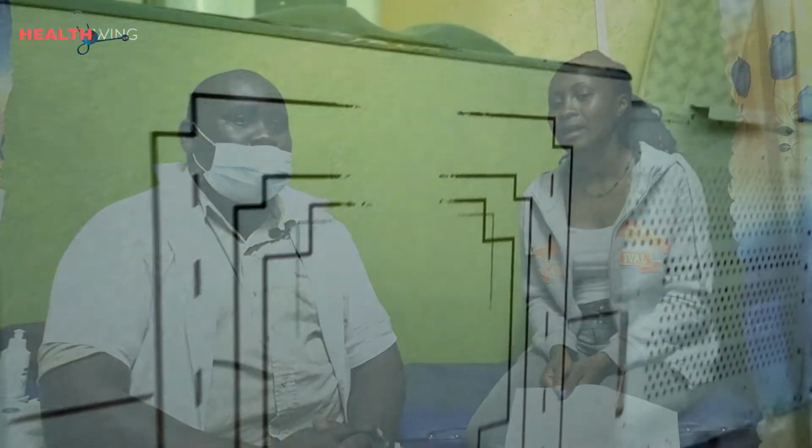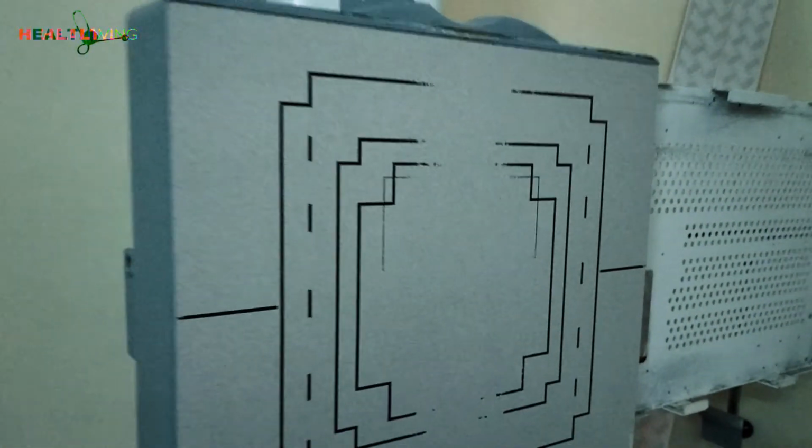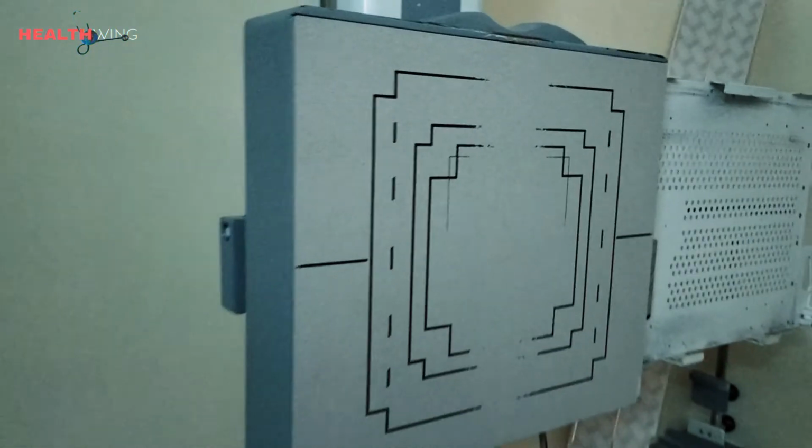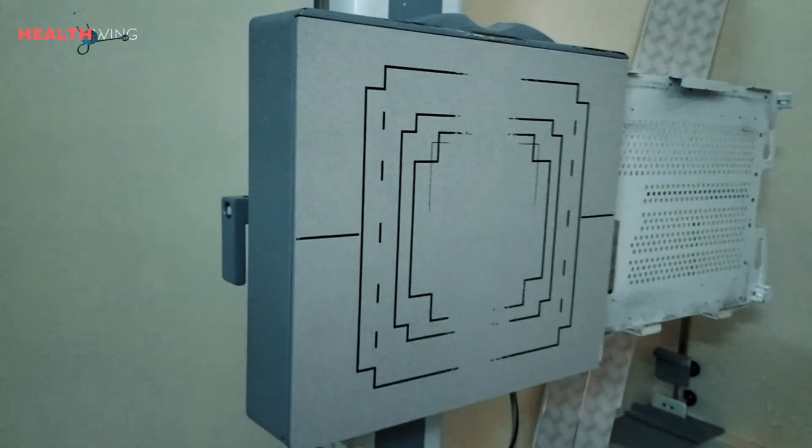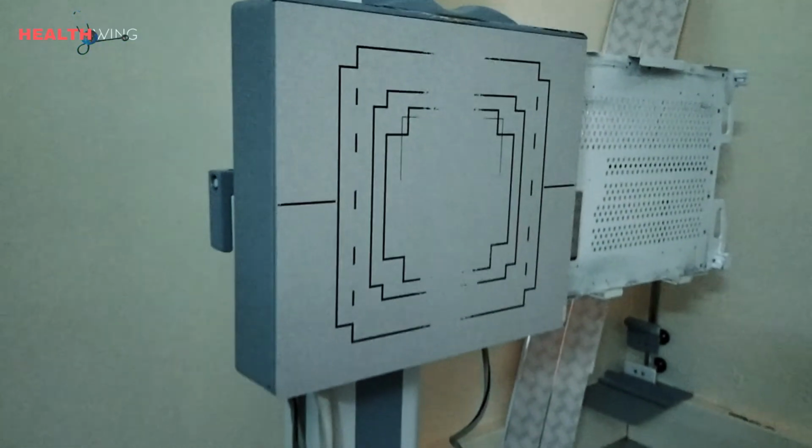Okay. Yes. I think we are concluding this. Thank you very much, Daktari, for joining us. Before we finish the session, what would you tell the patients? Well, let every X-ray request or CT scan request come from the clinician.